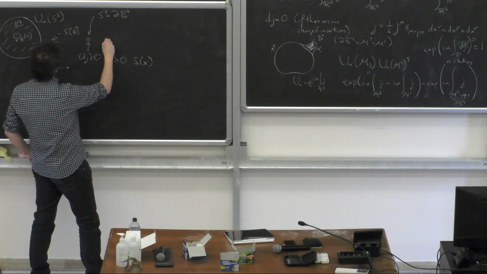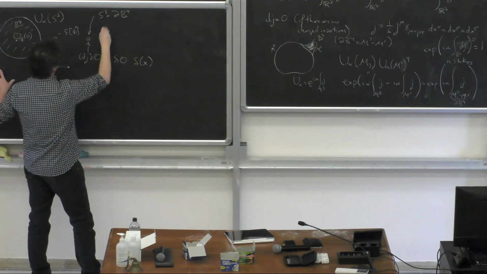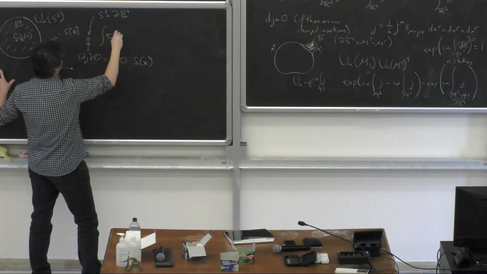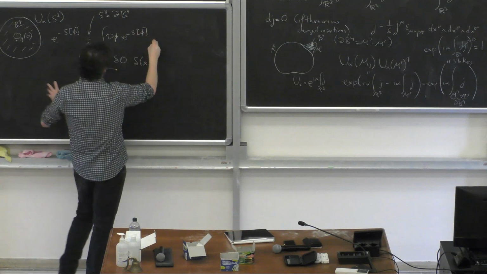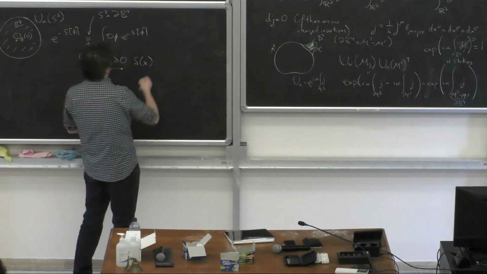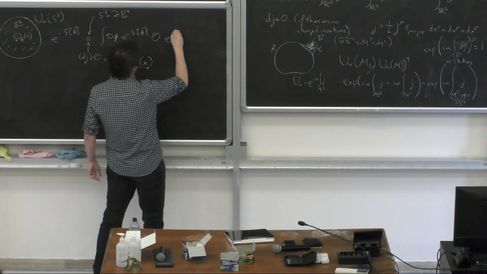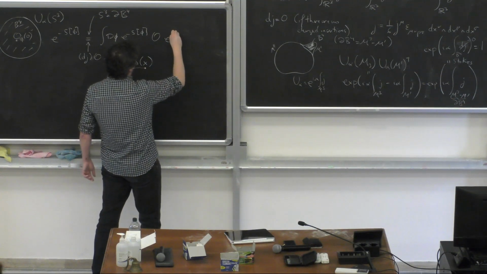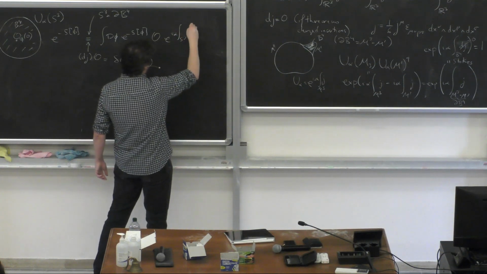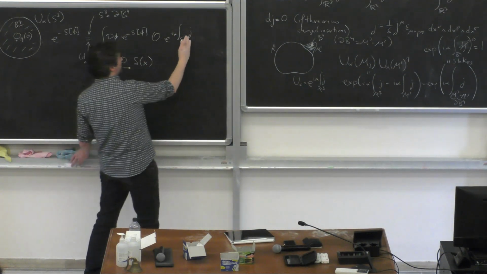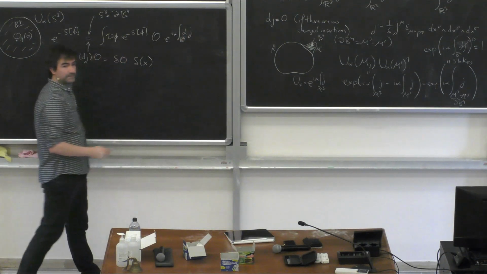So let's see. This is the path integral over phi, e to the minus S of phi, my operator, e to the i alpha integral on S3 of J. There we go. I turn the S3 into B4, writing this as a dJ.